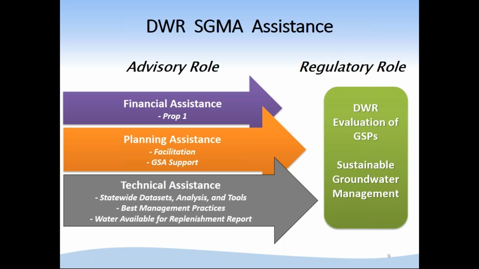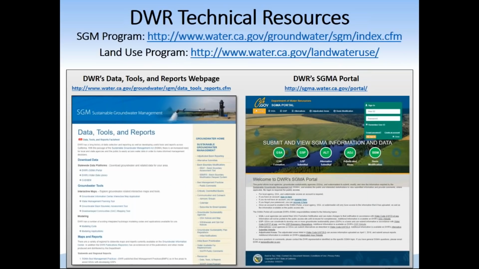So for more information on this variety of assistance components, there are a number of websites. Up at the top, the Sustainable Groundwater Management Program website is a good resource for all of the components that I mentioned in the previous slide. There's also the Land Use Program that Simon Eching leads and others. There's good information on the land use program at that site. And then the two websites below are more specific. On the left is the Data Tools and Reports webpage, where you can find this new land use viewer, as well as other relevant groundwater-related tools, data, and reports. And then there's the DWR SGMA portal, where information is reported related to the various SGMA activities.